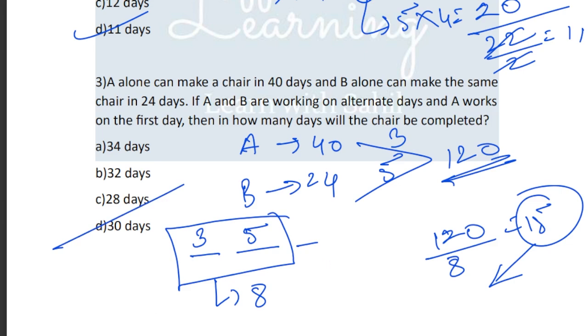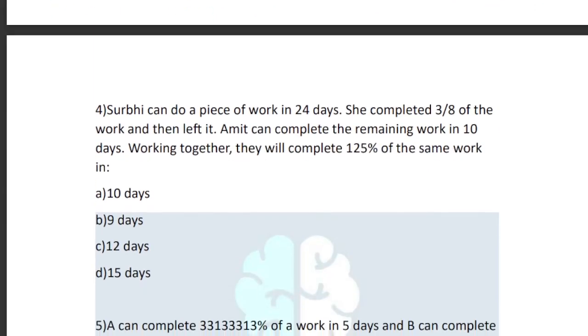All right. Okay, next question. Surbi can do a piece of work in 24 days. She completes 3/8 of the work and then leaves. Amit can complete the remaining work in 10 days. Working together, they will complete. Okay, so now, Surbi can do a piece of work in 24 days.